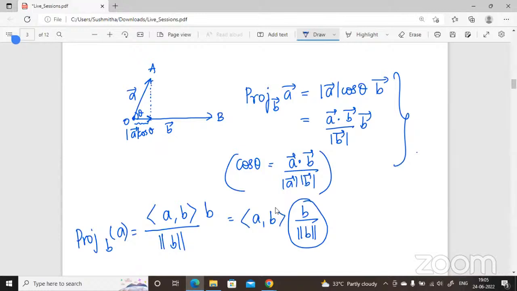Ma'am, I did not understand in the formula of projection of A upon B, why we multiplied by the B vector? Because projection means after projecting, I am looking at this vector, right? This vector has a magnitude of mod A cos theta, and the direction is along the direction of the B vector. Once you project, I want it in the direction of the B vector. Magnitude of that and direction of this.